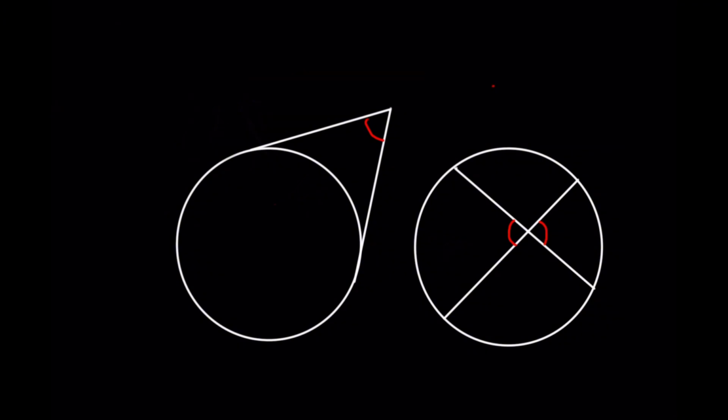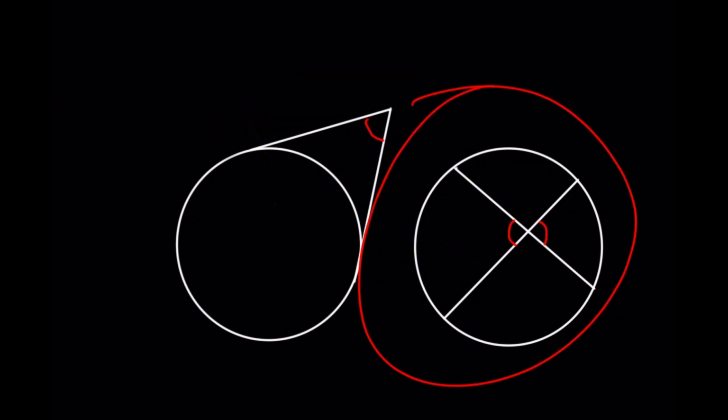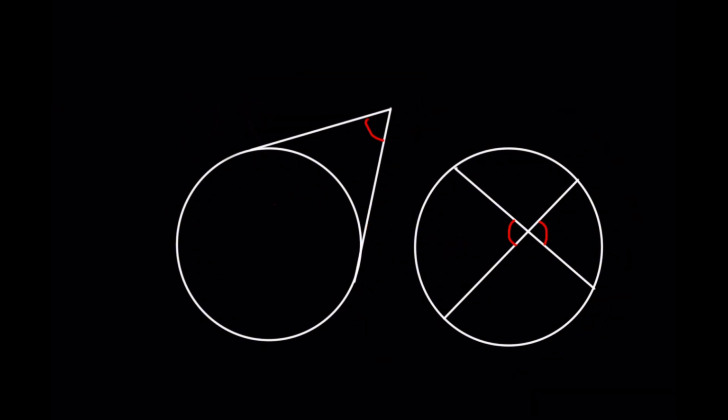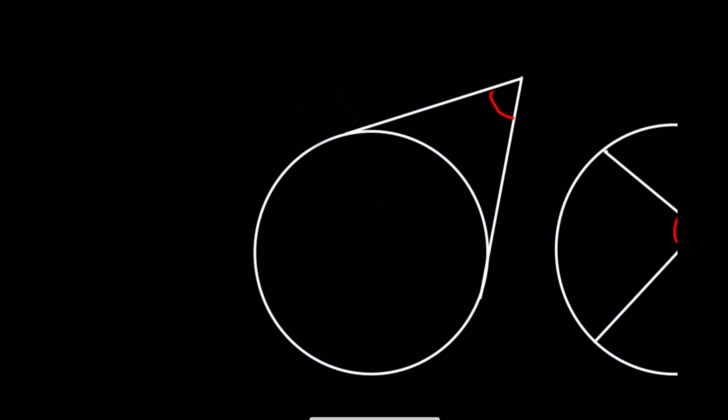Now, this one is two intersecting chords, and it creates four angles, but technically two, because we see vertical angles here. So it would be two different angles, but four angles in total. It does create the angles on the inside. So let's talk about this one first.